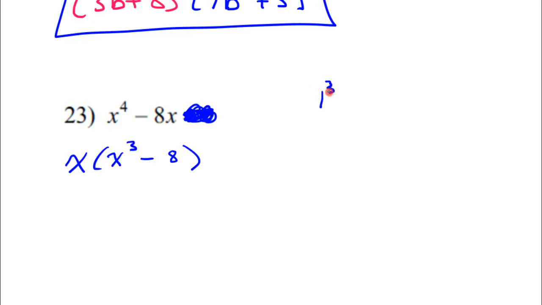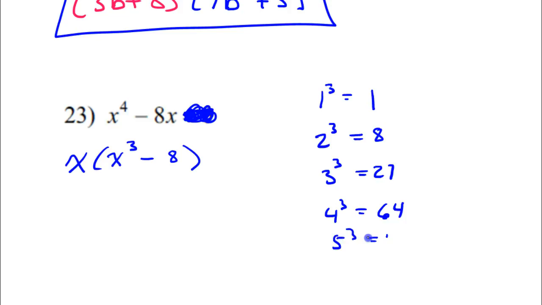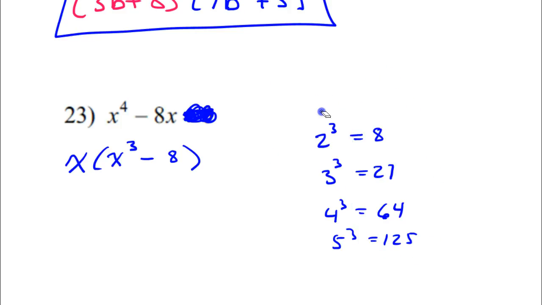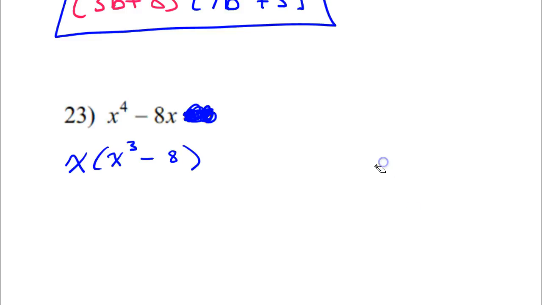Look at this. 1 to the third power is 1. 2 to the third power is 8. 3 to the third power is 27. 4 to the third power is 64. And 5 to the third power is 125. I could go on, but my point is all of these numbers are cubes because of where they come from. So 8 is a cube. Remember that it comes from a 2. So this is the difference of two cubes.